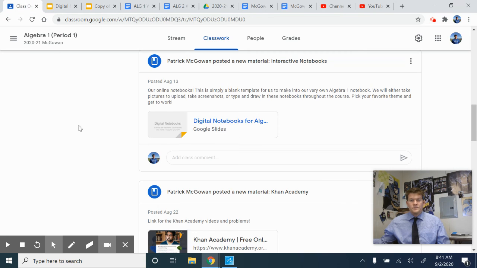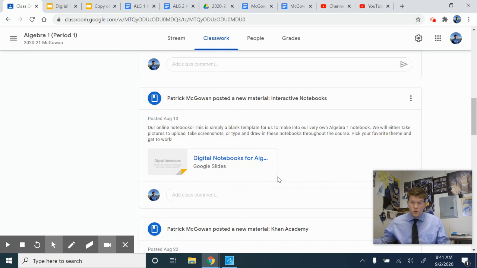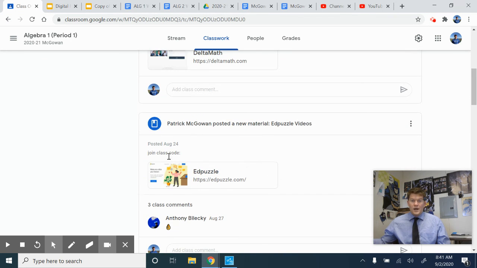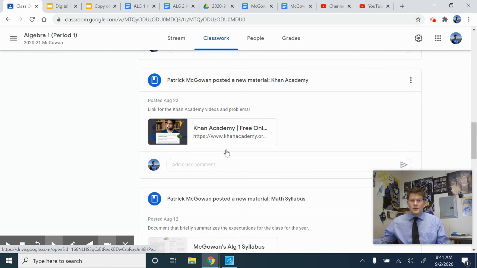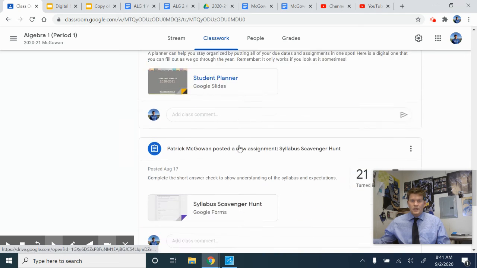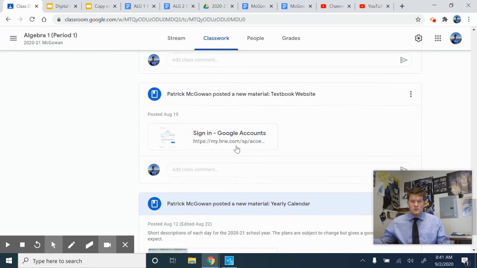So make sure your child has the digital notebook set up, that they know where to find Edpuzzle, where all those lesson videos are, and that they know some of our different websites like Desmos, Delta, like the Khan Academy, and like our textbook website here.